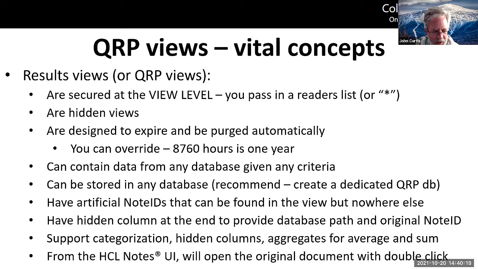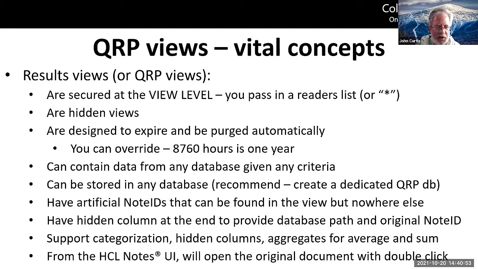Again, they can contain data from any database, given any criteria, and can be stored in a database. As I mentioned, we do recommend you have a dedicated QRP view database. They have internally in the view artificial node IDs. I'll show you that in the client in a minute, but they can be found in the view and nowhere else. They do not relate to the database they're stored in. Okay, so this is different. You can't look at the node ID on one of these artificial entries and do anything with it.